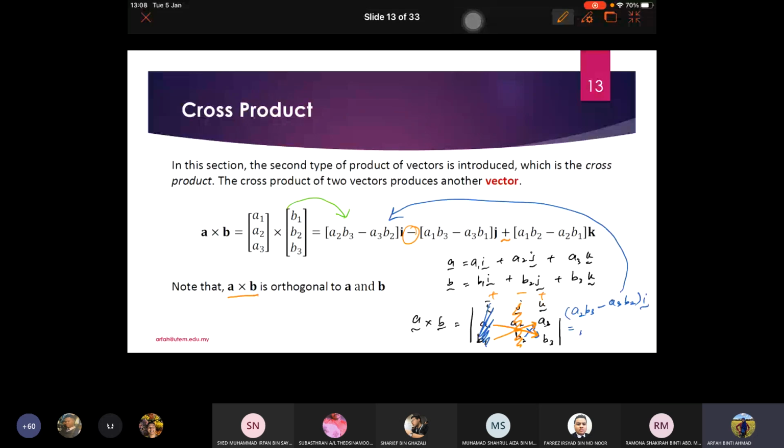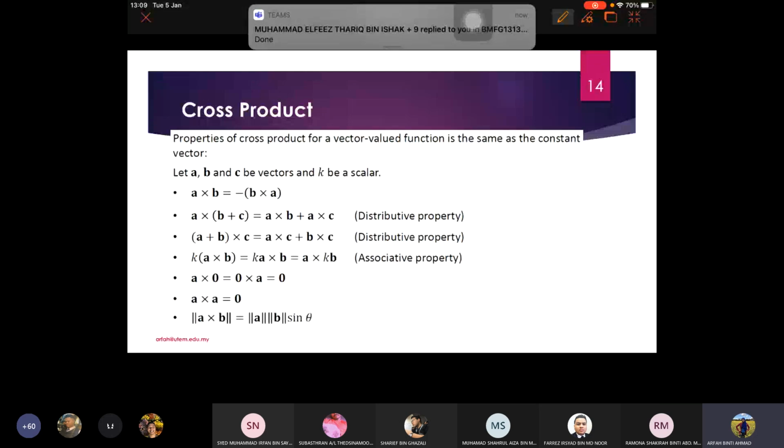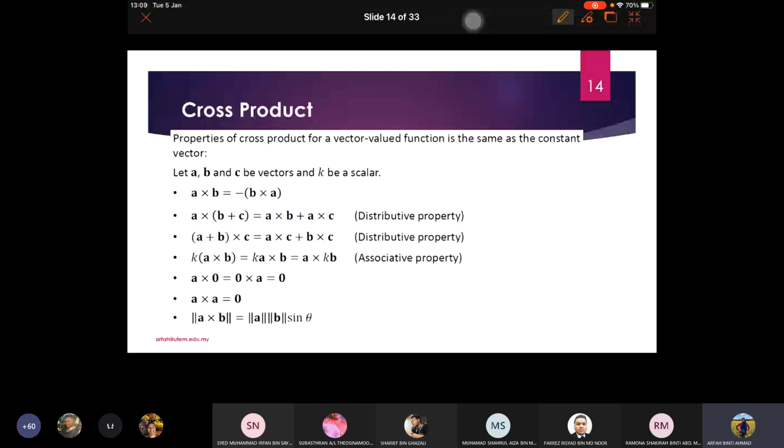Kita tengok properties bagi cross product of the vector function. Okay, some properties of the cross product for a vector value function is the same as the constant vector. Okay, maksudnya sama dengan vector yang biasa. So let A, B and C are vector, meaning that A, B dan C ni dia akan ada komponen I, J dan juga K. Dan K be a scalar, meaning that K can take any value. So A cross B akan sama dengan negative B cross A. So vector A cross vector B plus vector C akan sama dengan vector A having the cross product with vector B plus vector A having the cross product with vector C.